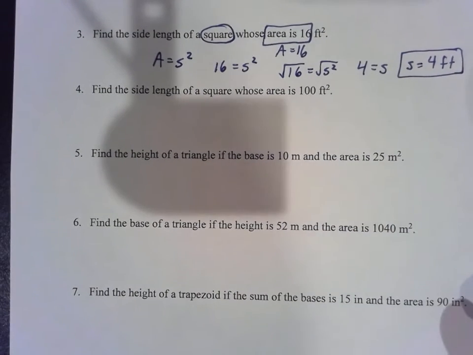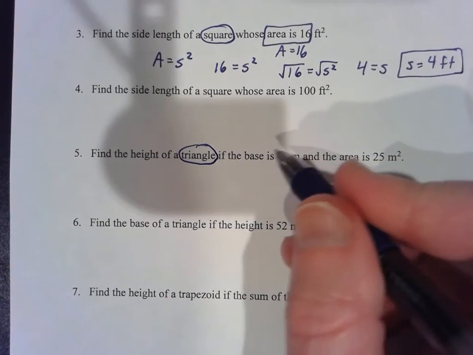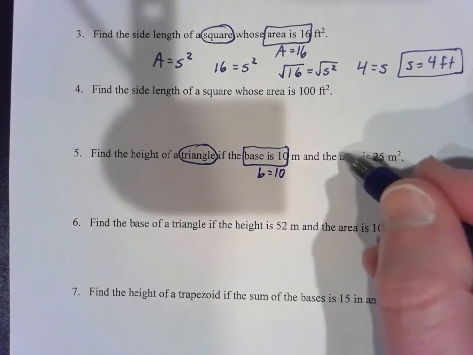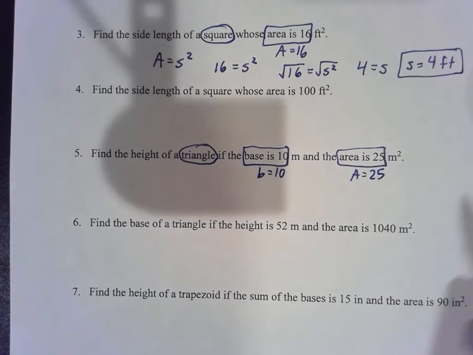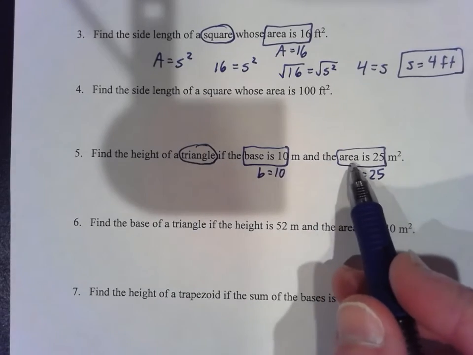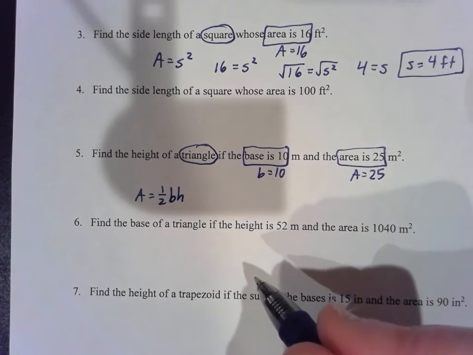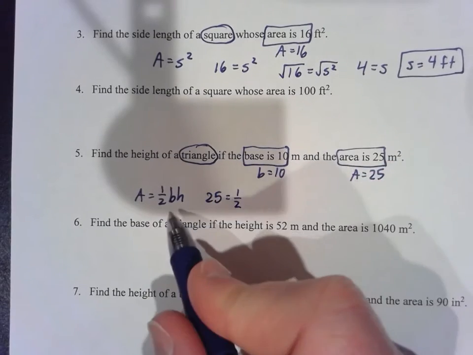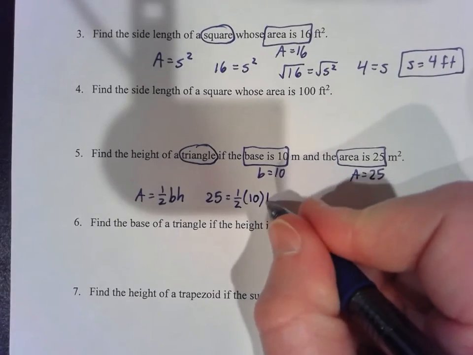Number 5, find the height of a triangle if the base is 10 meters and the area is 25 meters squared. So I see that it's a triangle. The 10 is the base, so B equals 10. Area is 25. A equals 25. So triangle area is 1/2 base times height. So I know that A is 25, B is 10, and I don't know H.